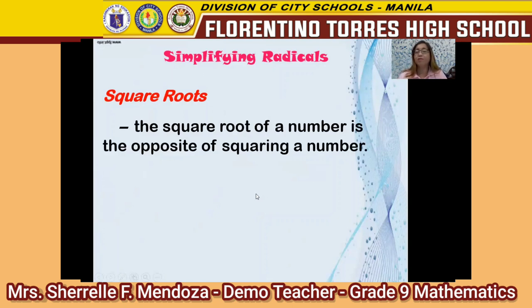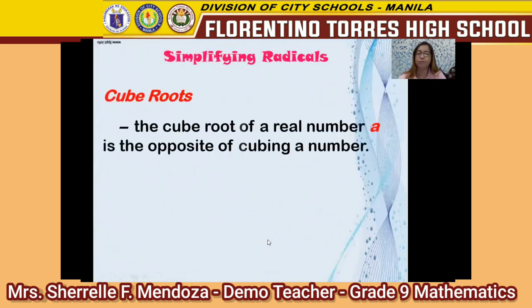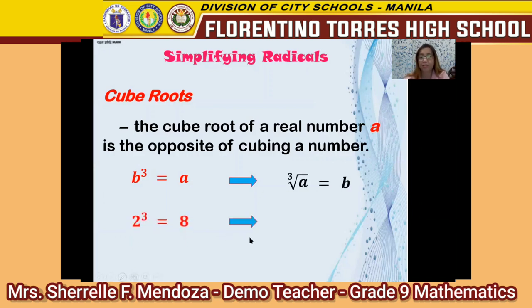Square roots. The square root of a number is the opposite of squaring a number. For example, if a squared is equal to b, then the square root of b will be equal to a. In numbers, 3 squared equals 9, then the square root of 9 will give us 3. Got it? Next, cube root. The cube root of a real number is the opposite of cubing a number. If b cubed is equal to a, then the cube root of a will give us b. In numbers, 2 cubed is equal to 8. Therefore, the cube root of 8 will give us 2.